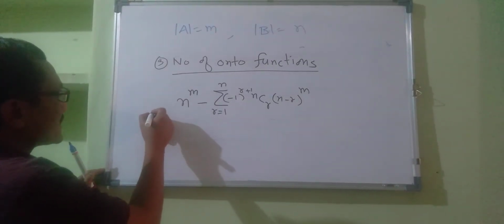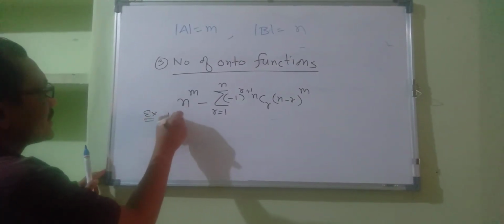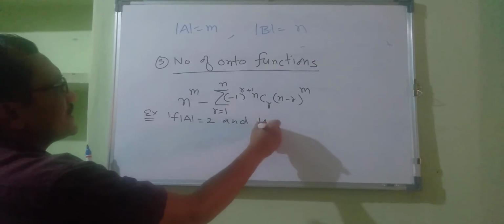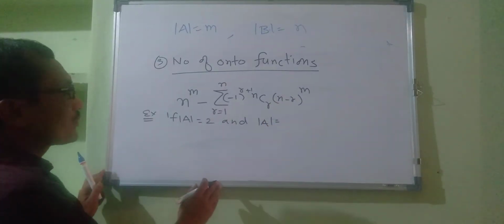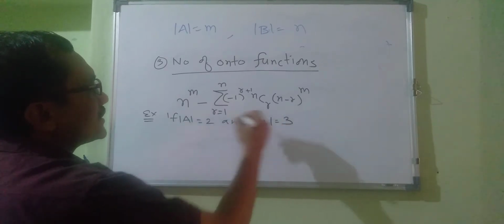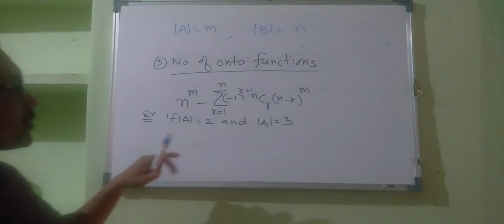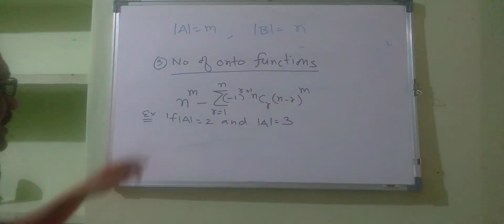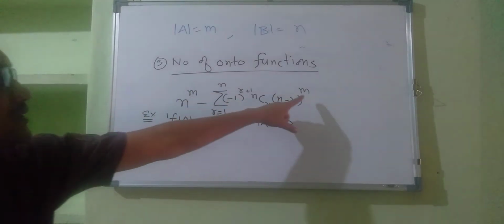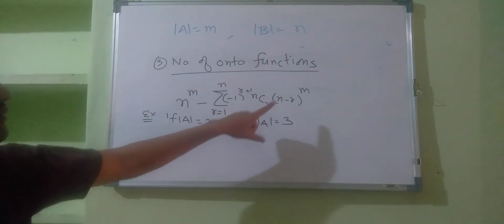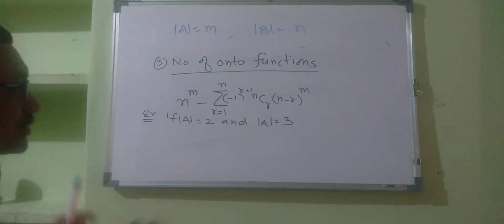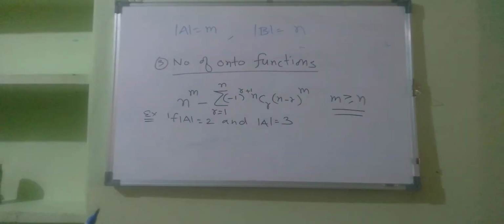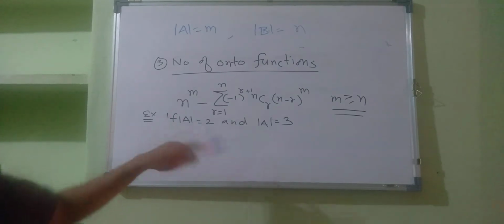Suppose we take the example: if the order of A is 2 and the order of B is 3, where the number of elements in the domain is less than in the codomain. Here m must be greater than n. This is a very important thing. In one-one functions m is greater than n, but here m must be greater than or equal to n. So m is always greater.